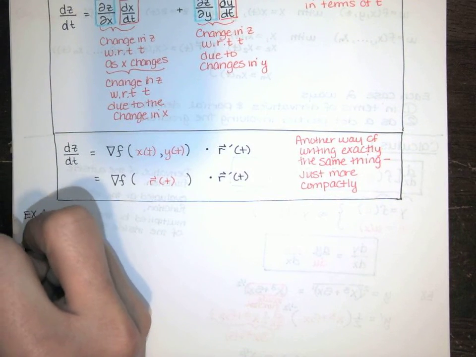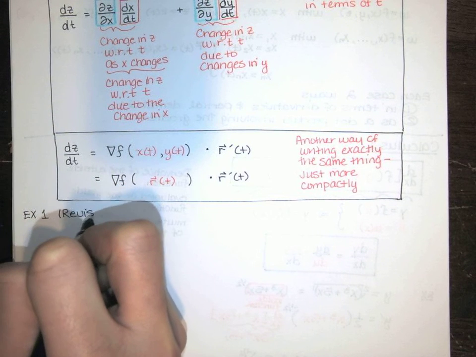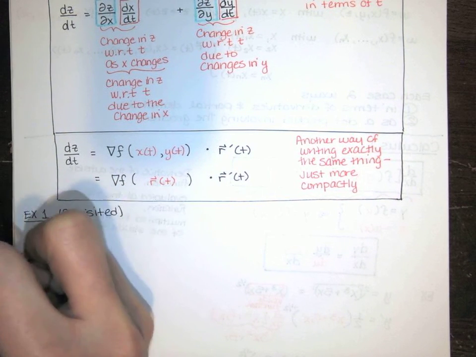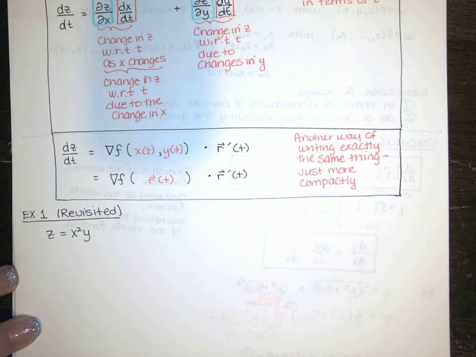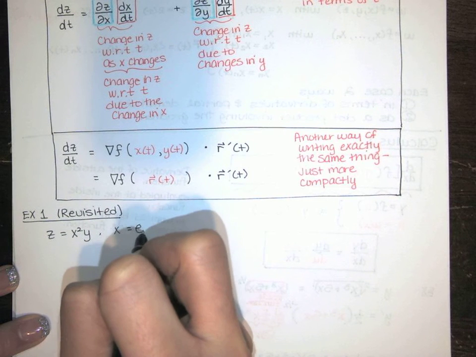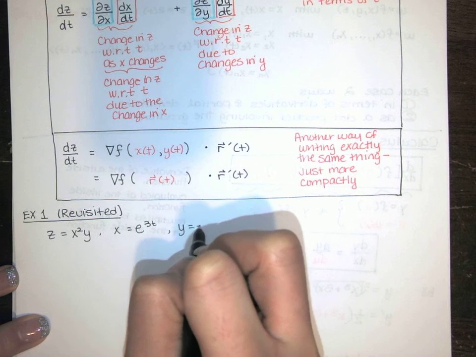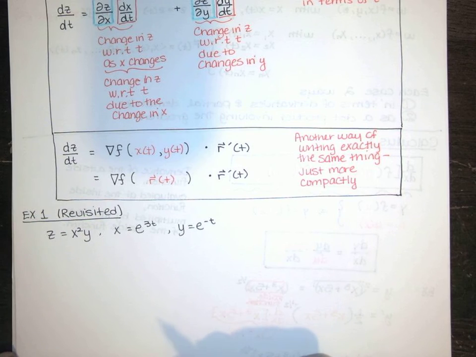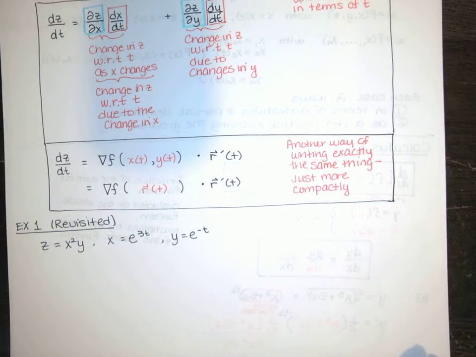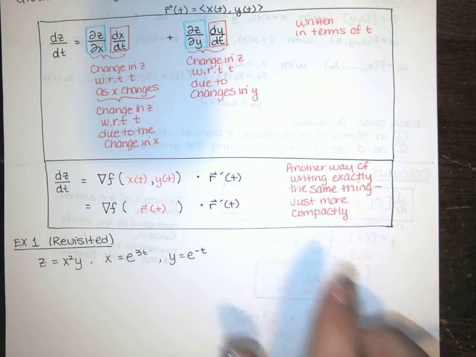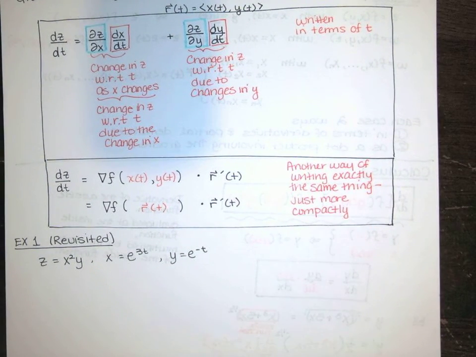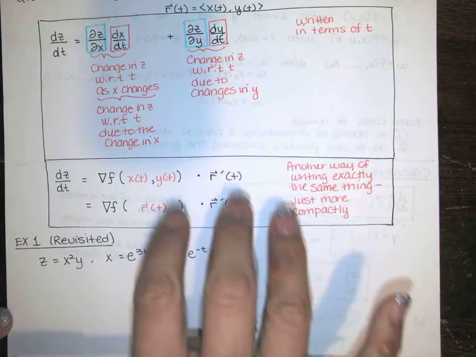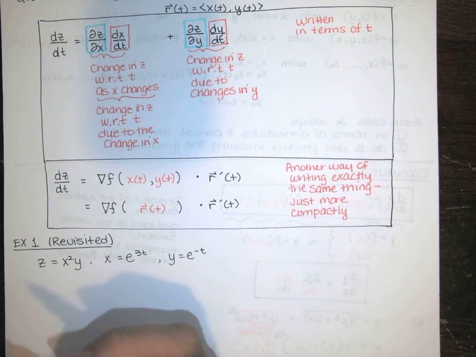So this is our first example, revisited. We were given z equals x squared times y, and x was e to the 3t and y was e to the negative t. Okay, well, I'm going to do this example 2 different ways. I'm going to do it using this formula, and then I'm going to do it using this formula. And we're going to see whether we immediately make the substitution and differentiate, or use this formula, or use this formula, we're going to get exactly the same answer.